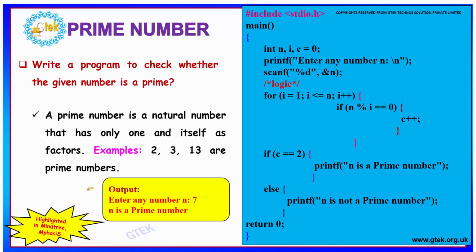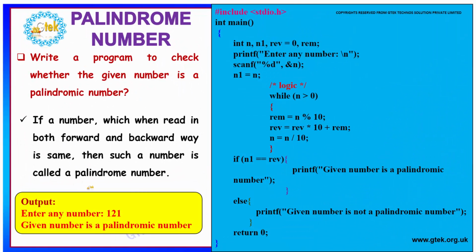Let us see our next interesting program. We have to write a program to check whether a given number is a palindromic number or not. If a number, when read both forward and backward, is the same, then the number is called a palindrome number.